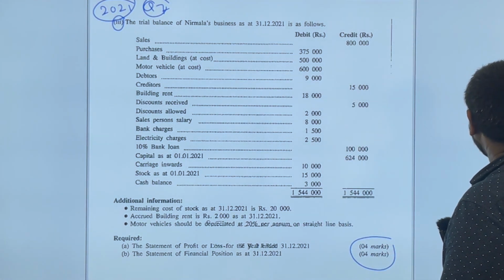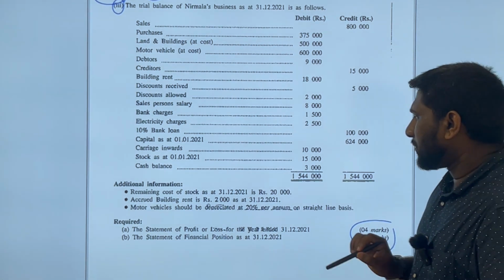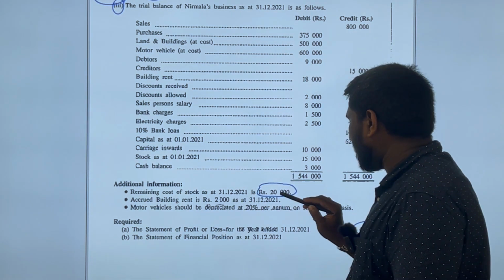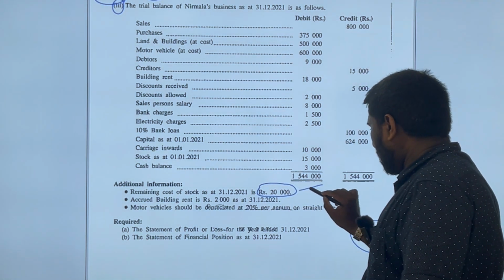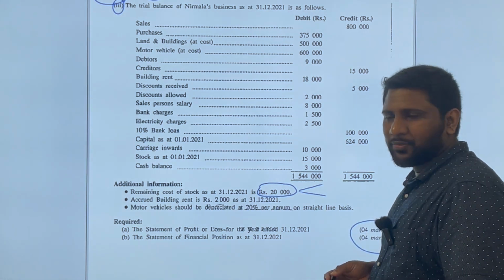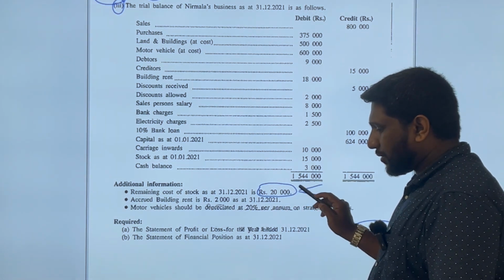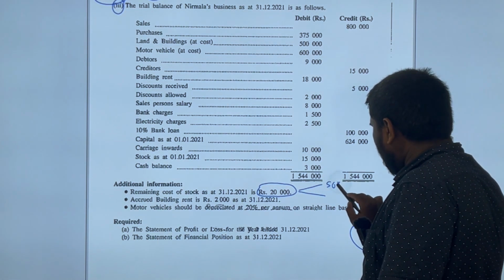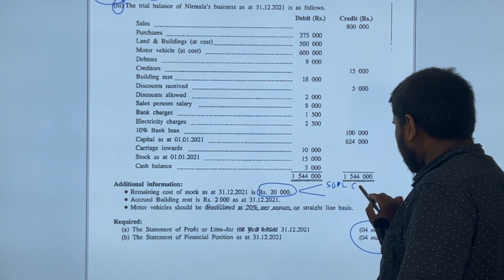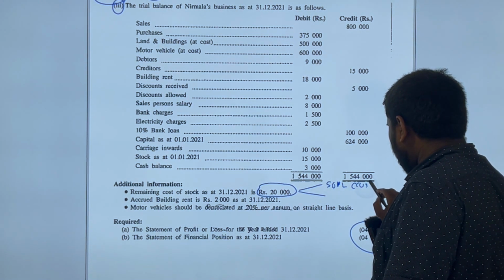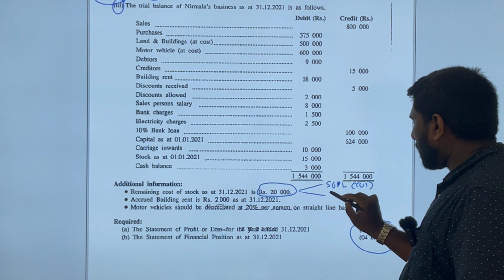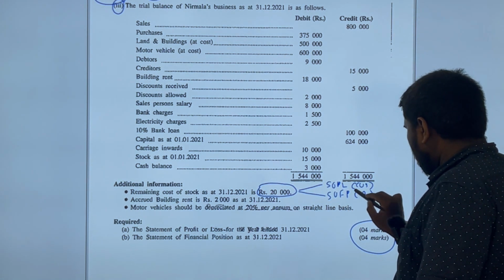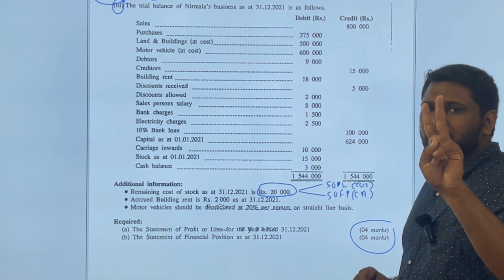So let's take the first one. Here I have given the remaining cost of the stock as at 31st December 2021, 20,000. This particular amount will go to two places. Always make sure to write it. Once you get a question, circle that amount, put two arrows and write down one amount will go to the statement of profit or loss under the cost of sales, and this amount will go to the statement of financial position also under the current assets. So this particular 20,000 should be recorded in two places.